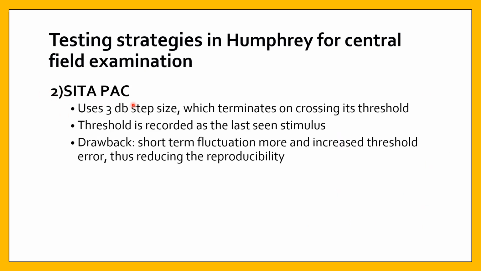Second one is CETA PSC, which uses a 3 decibel step size, which terminates on crossing its threshold. The threshold is recorded as the last seen stimulus. The drawback is short-term fluctuation and an increased threshold error, thus reducing reproducibility.